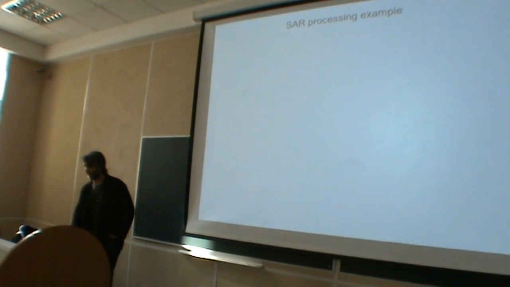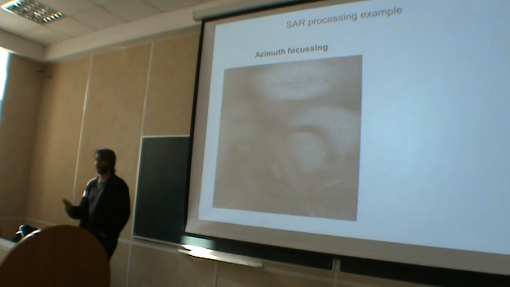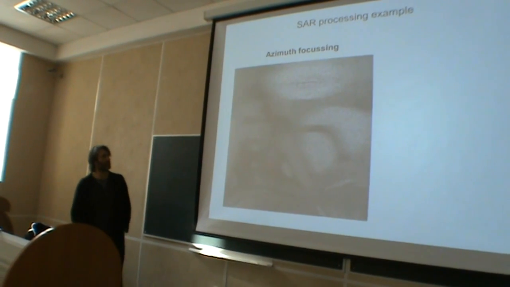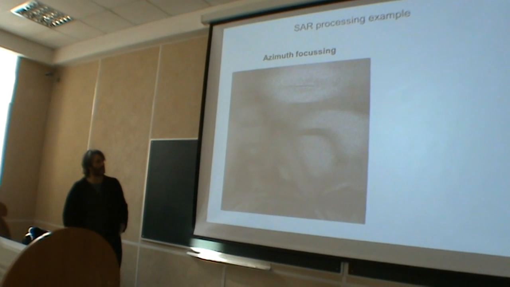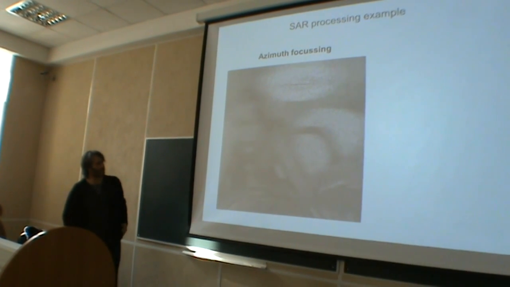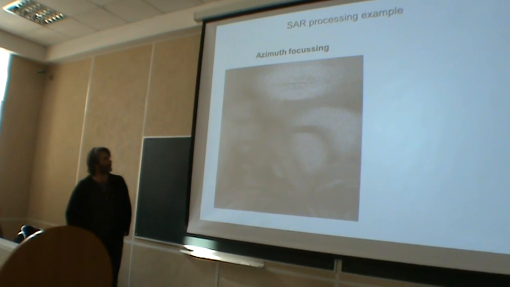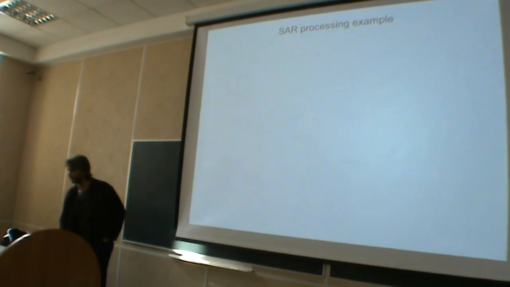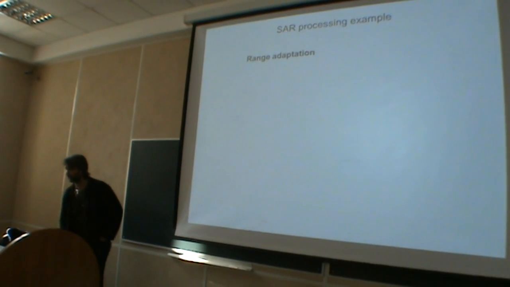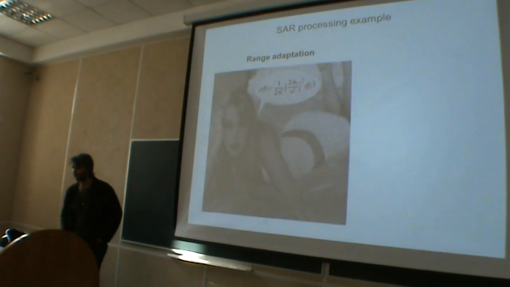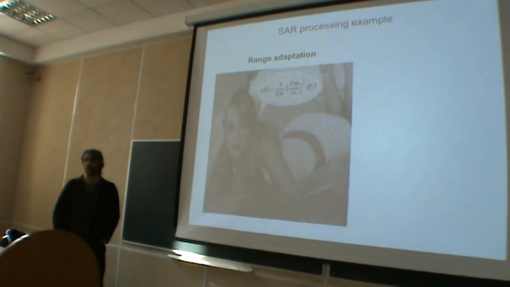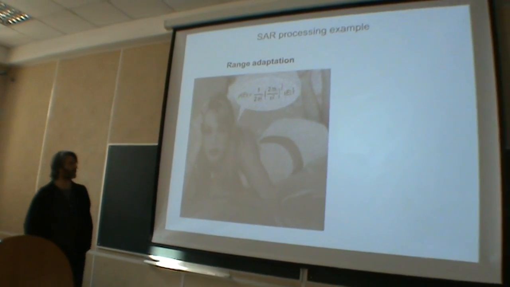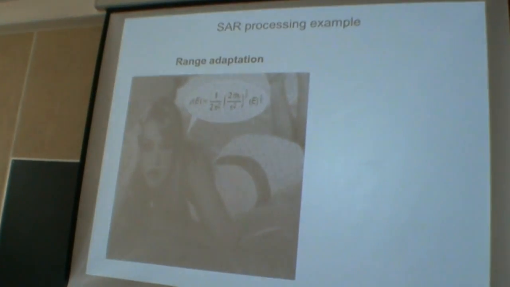Then after that, you can perform in range or in azimuth. You do the azimuth processing. You start to see something, it's not clear, but okay, it starts to be okay. Me, I see what it is. And after that, when you achieve the range, this is to obtain the image. So this is the SAR. So, with me, it's not bad.